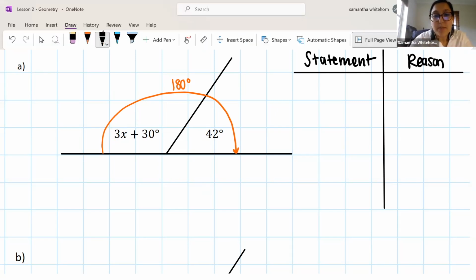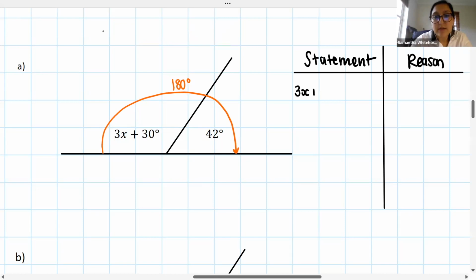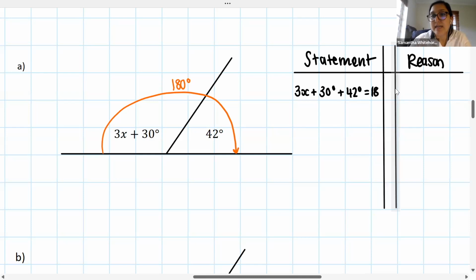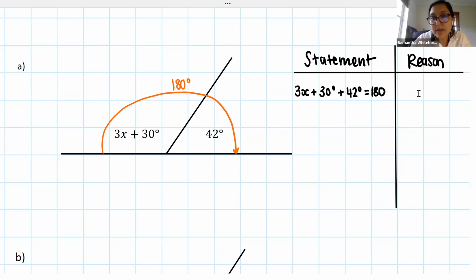So now we can set up our statement. 3x plus 30 degrees plus 42 degrees must be equal to 180 degrees. And this is all because of angles on a straight line.